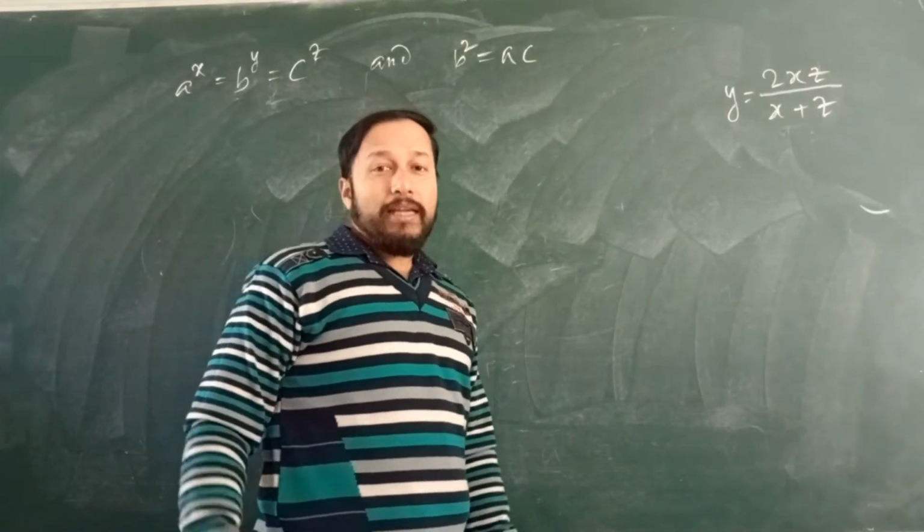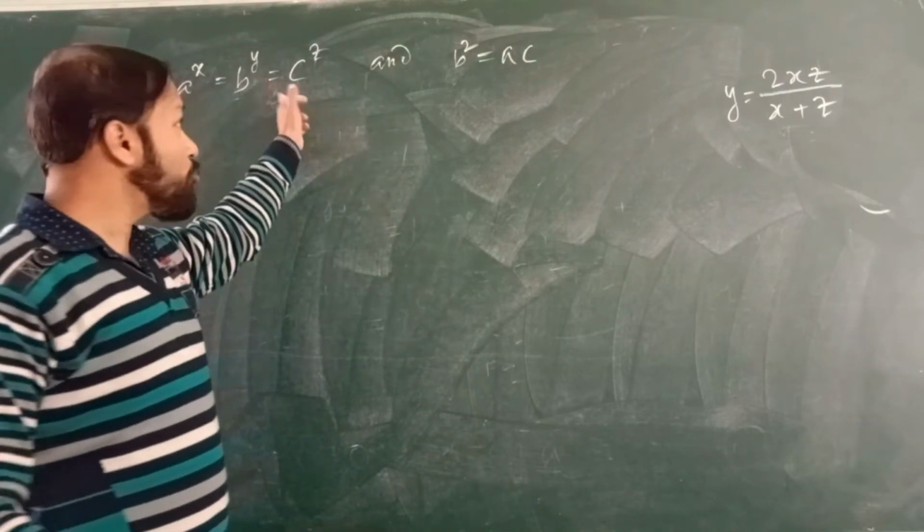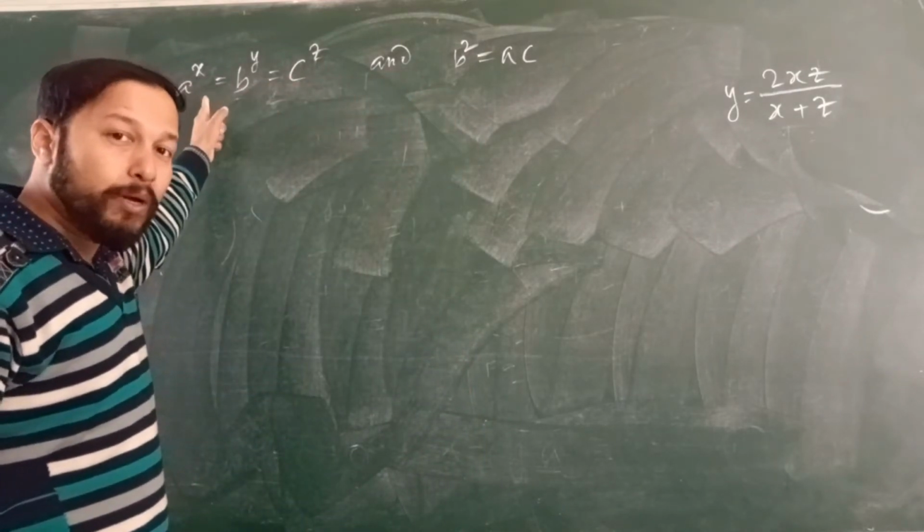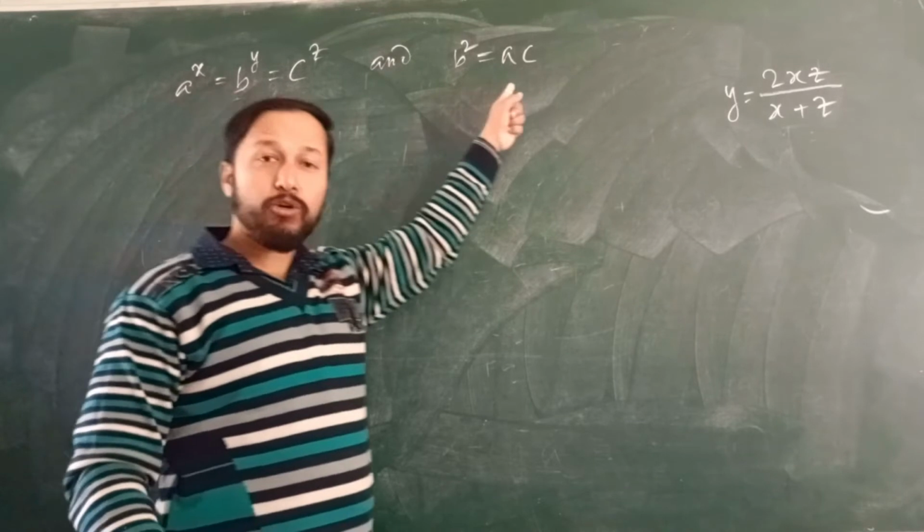Next sum. In this next sum, these two things are given: a to the power x equal to b to the power y equal to c to the power z, and b square equal to ac.